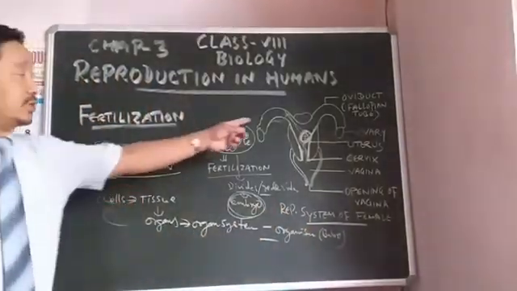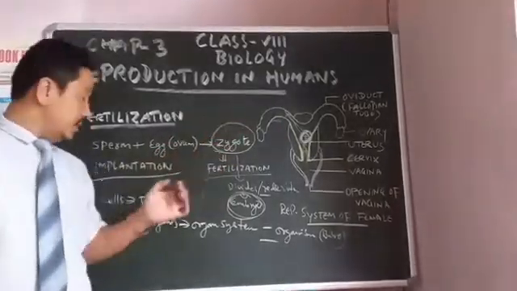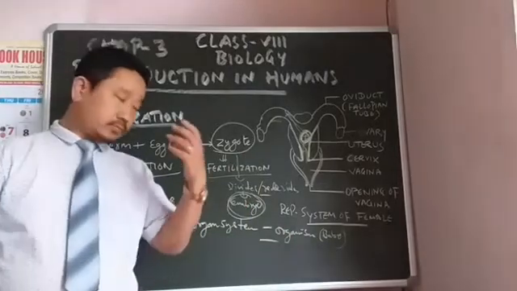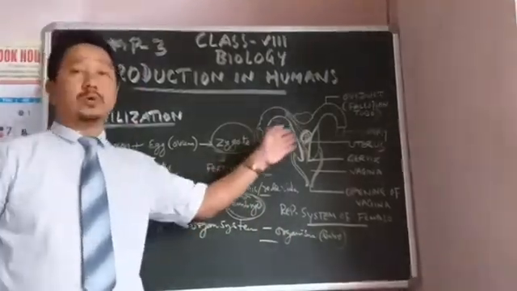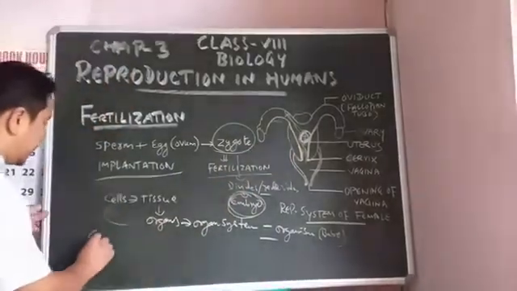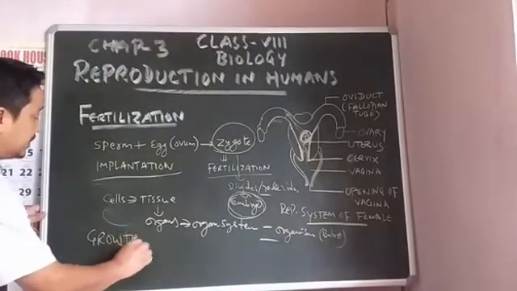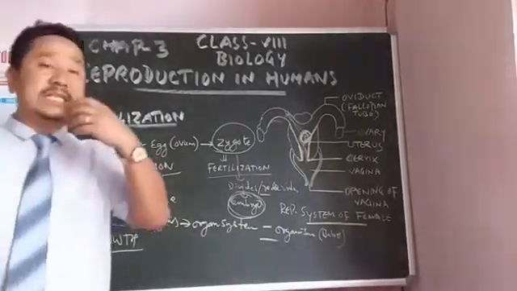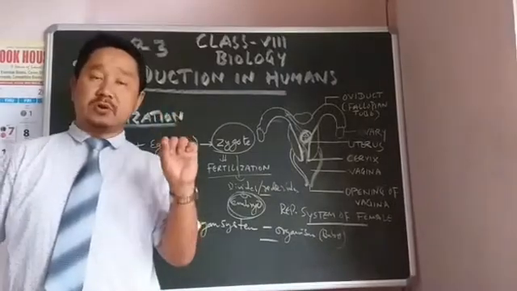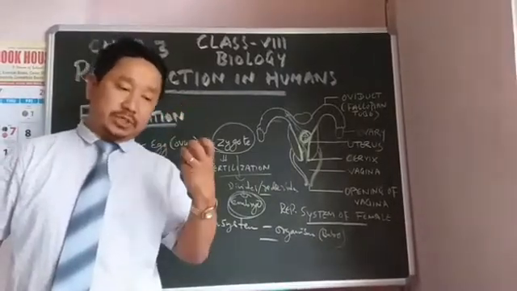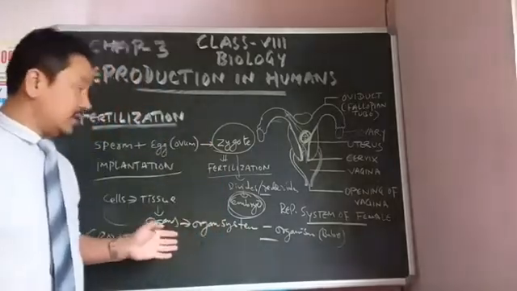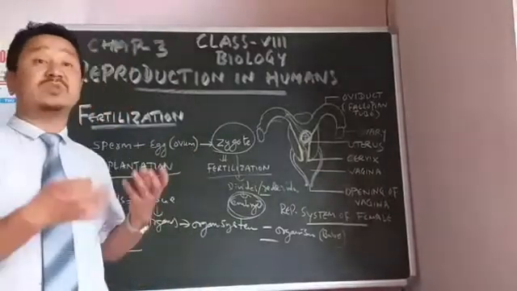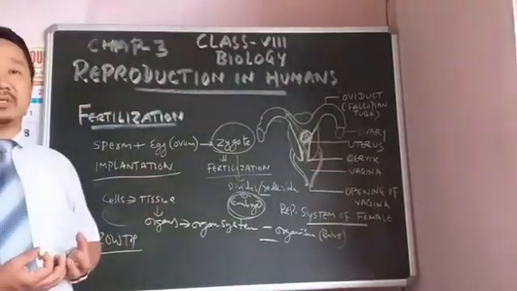See, cells, that was your zygote. Then tissue will be formed, then organs, then organ system, and organism. So that way the process goes on and the growth takes place here. Growth means the irreversible change in the body. It was a zygote, then it became the tissue, then the organ, then the organ system. So that irreversible change taking place is called the growth.